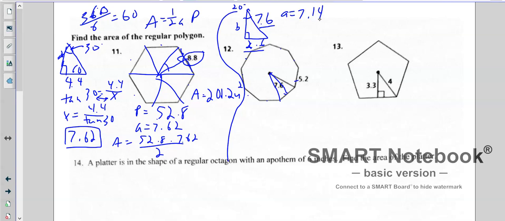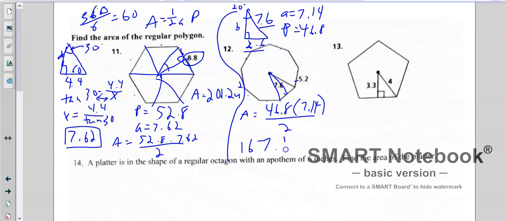And I could do that again with any trigonometric ratio or a squared plus b squared equals c squared. So 7.6 squared minus 2.6 squared, and then square root that number. And then the perimeter is an easy one. It's just 5.2 times 9, which gives us 46.8. So our area is 46.8 times 7.14 divided by 2. Or again, multiply by 1/2, multiply by 0.5, doesn't matter. And that gives us 167.08, or 0.1. Again, units squared.